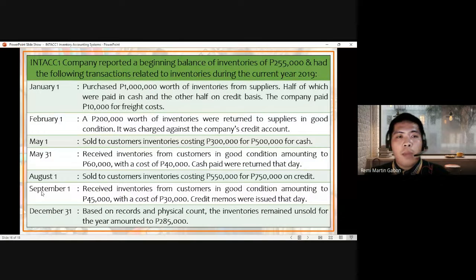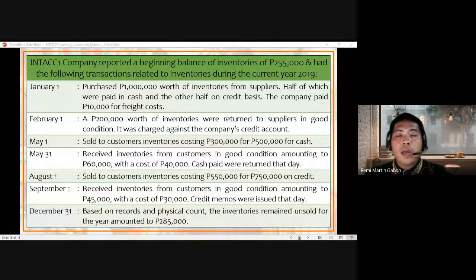Then, September 1, received inventories from customers in good condition amounting to 45,000. So, there is a sales return again from customers, 45,000 with a cost of 30,000. This time, the returned inventories were credited. I mean, we're relating to the credit basis sale in August 1 because in the last statement it is provided that the credit memos were issued that day.